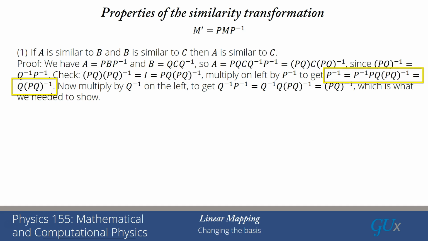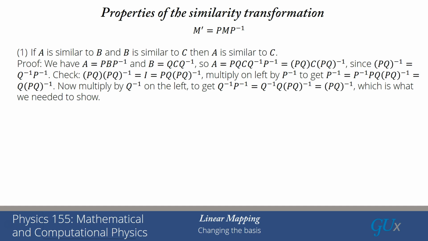Then I get P inverse is equal to Q times (PQ) inverse. And I'm going to multiply by Q inverse. And I'm going to get Q inverse P inverse is equal to Q inverse Q times (PQ) inverse. And that's equal to (PQ) inverse, which is what we wanted to show. So we've proven the first thing.